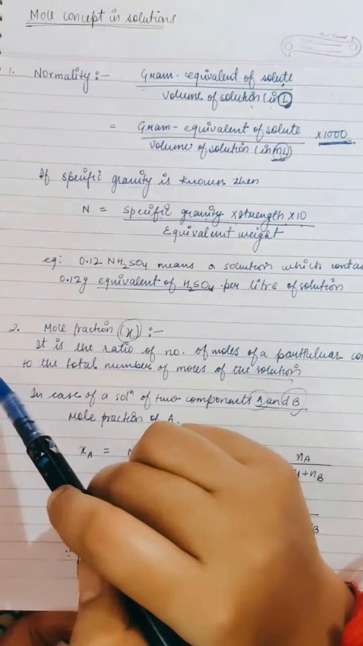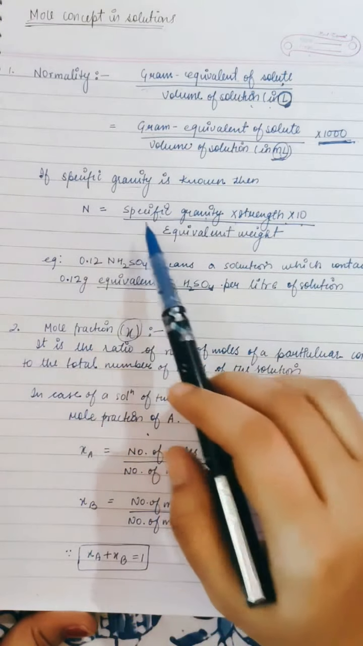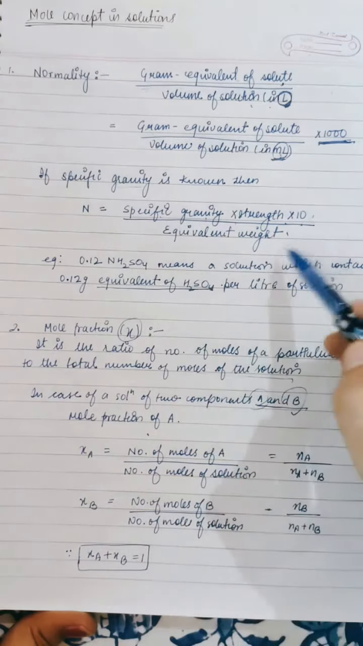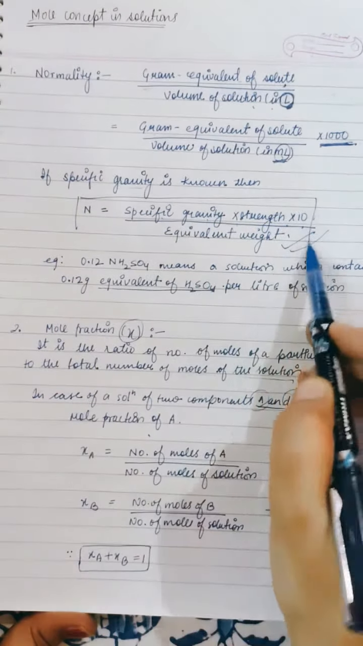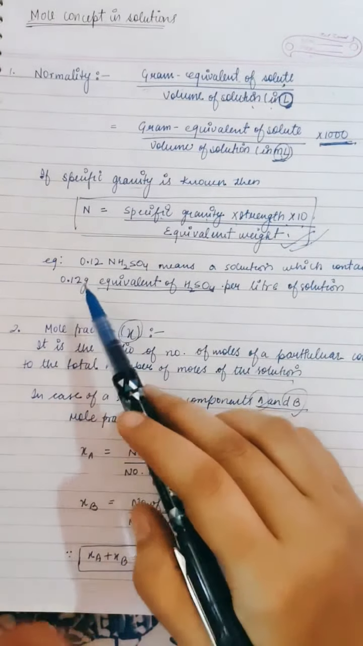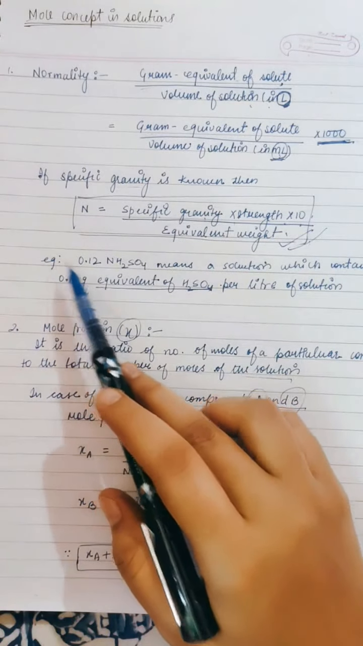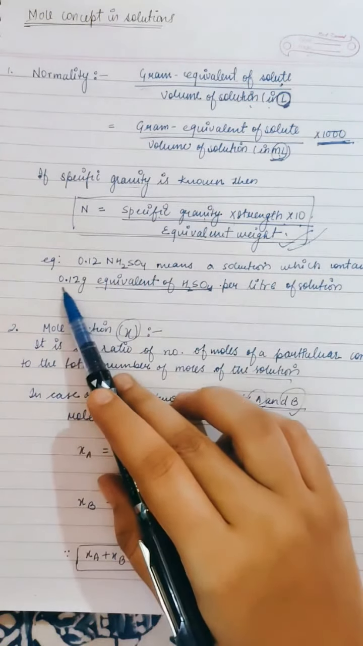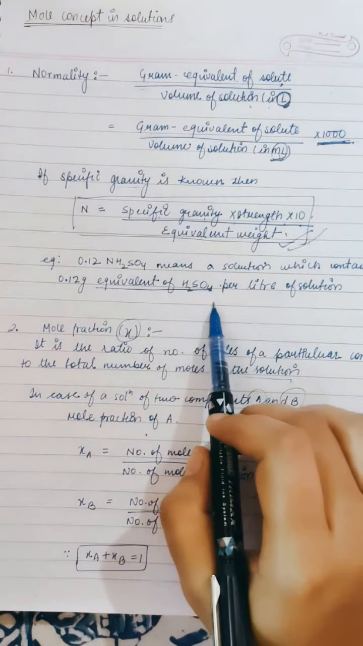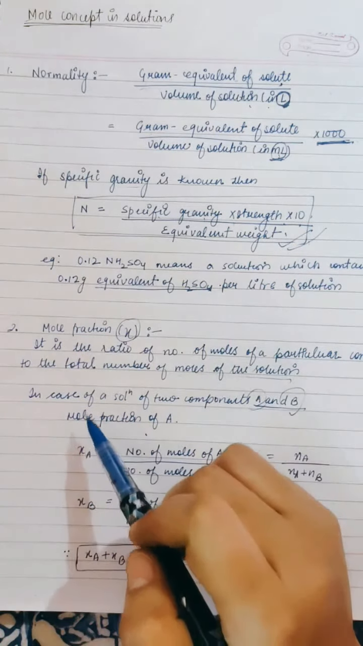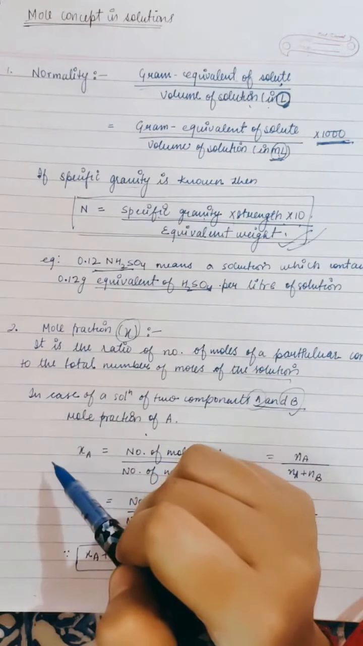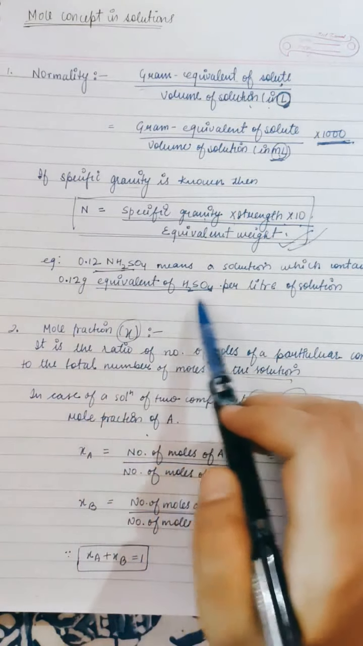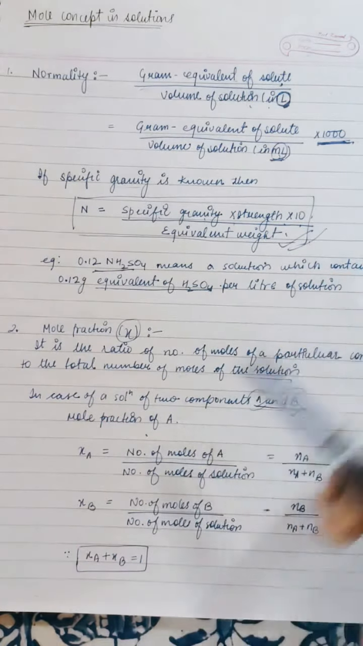If specific gravity is given, then the normality is given as specific gravity into strength into 100 upon equivalent weight. This is the formula when specific gravity is given. For example, 0.12 N H2SO4 means a solution which contains 0.12 gram equivalent of H2SO4 per liter of solution.